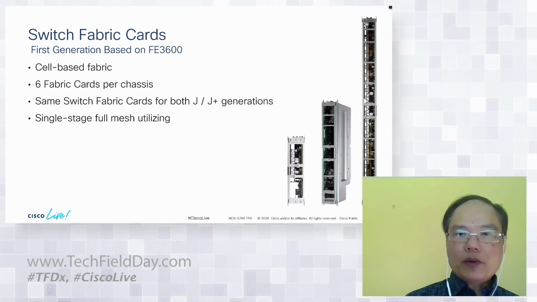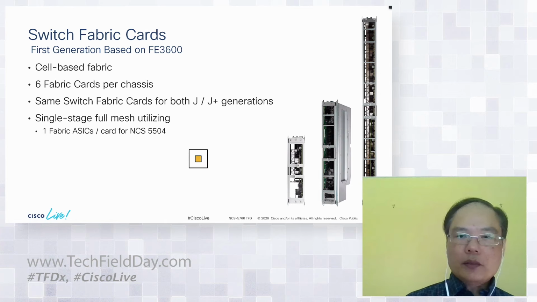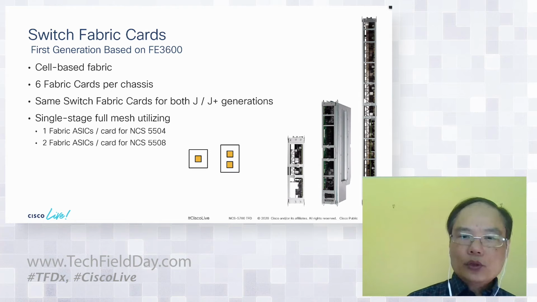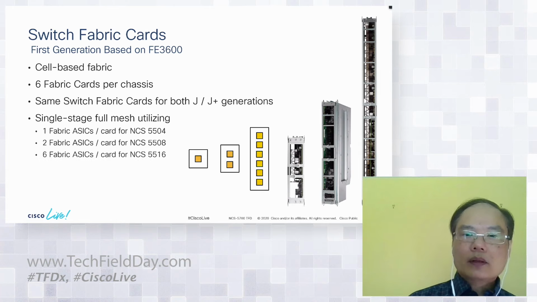It is a single-stage fabric and basically provides full mesh connections to all NPUs on all line cards on the chassis. The design is very simple, with just one fabric ASIC for the 4-slot chassis, 2 ASICs for the 8-slot chassis, and 6 ASICs for the 16-slot chassis. So you can see that the only difference is the height and number of ASICs.